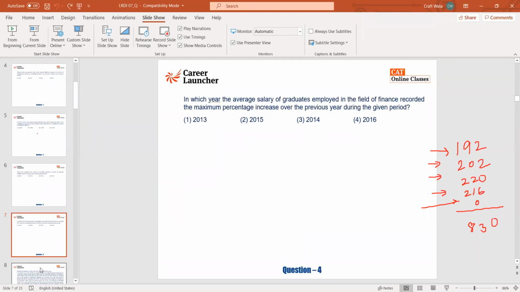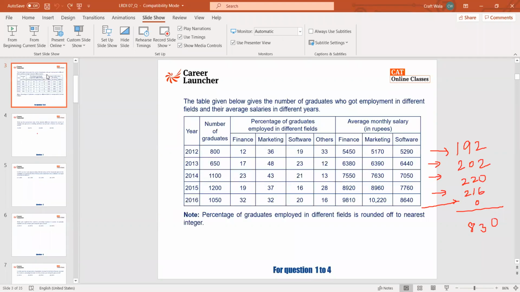Which year the average salary of graduate students employed in the field of finance recorded the maximum percentage increase over the previous year? So when has finance salary increased more? So here, this is where I need to check. So where is that it has increased more? So if I go from here to here, here the increase is around 900. 9 by 54 is 1 by 6. Here if I go from here to here, this is around 1200. 12 by 60 is 1 by 5.